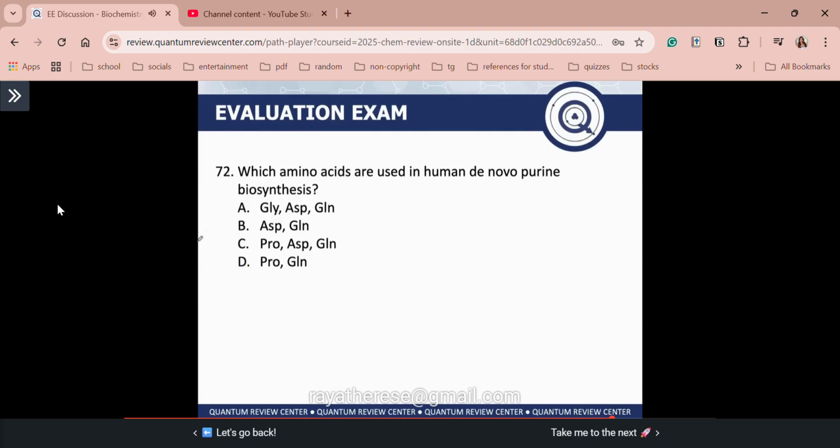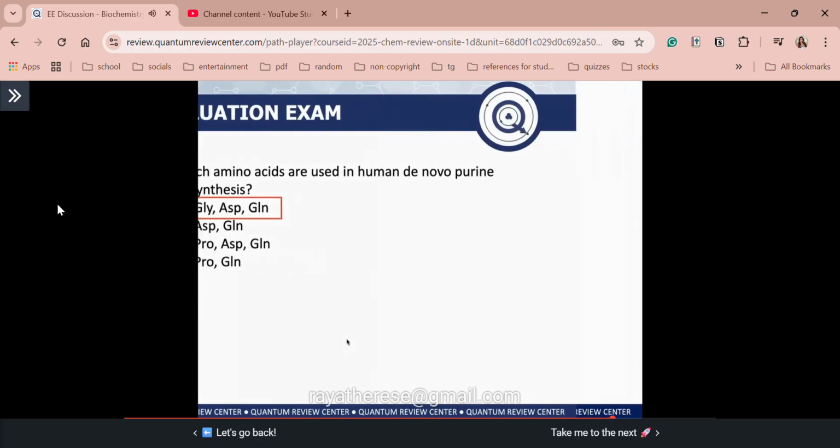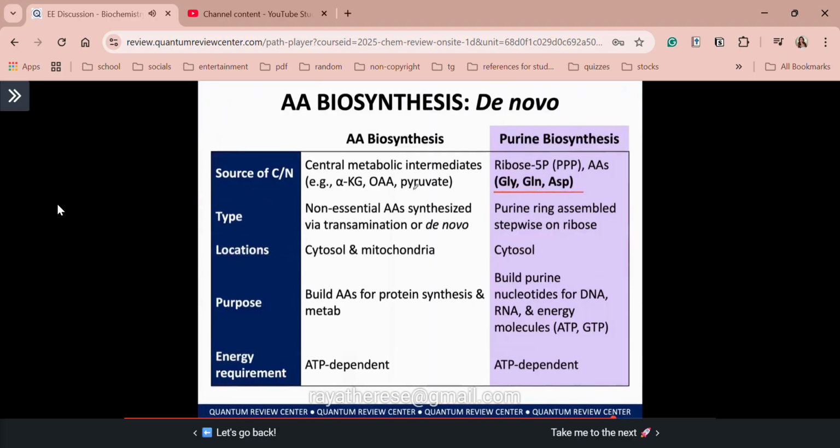Okay, I will give you the answer now. Letter A is our answer. Remember our discussion on purine biosynthesis. I put it in bold in order to emphasize that your lysine, glutamine, and aspartate are sources of the amino acids or nitrogens in your purine biosynthesis. Okay? So class, I hope it's clear. Again, for our item 72, our answer is letter A, your lysine, aspartate, and glutamine.